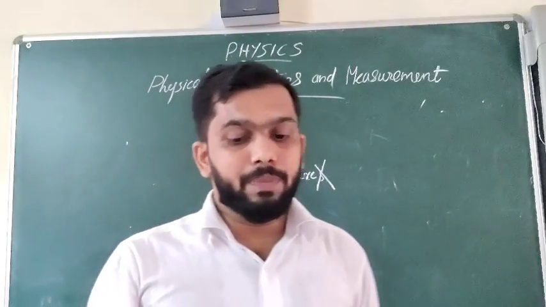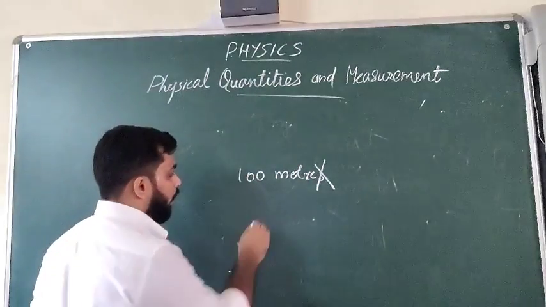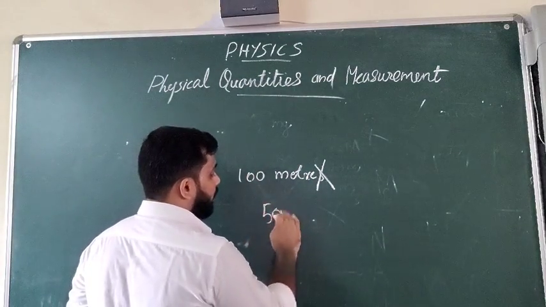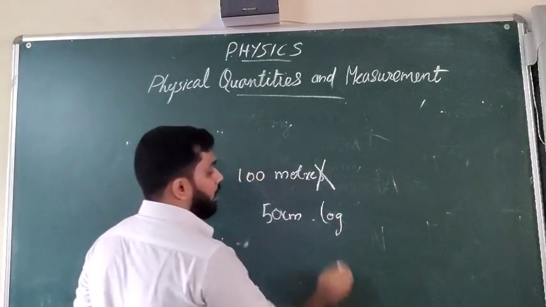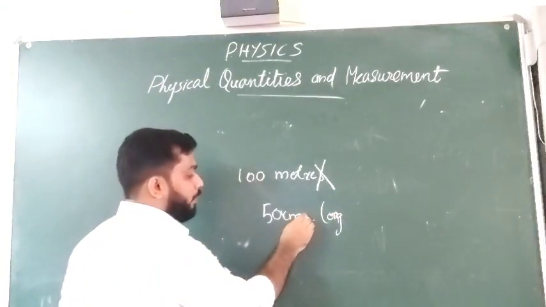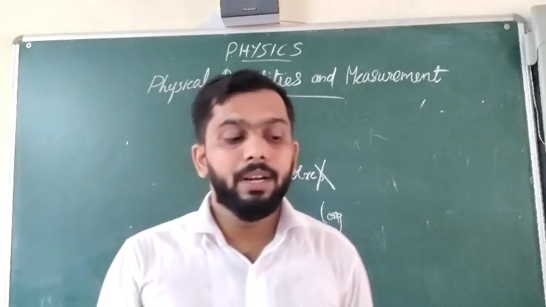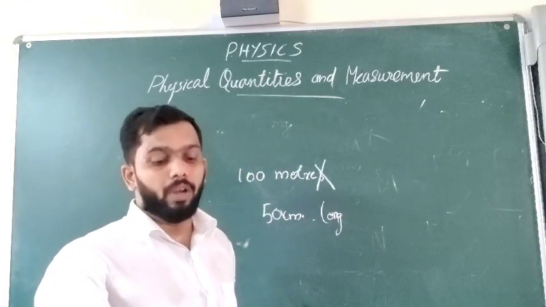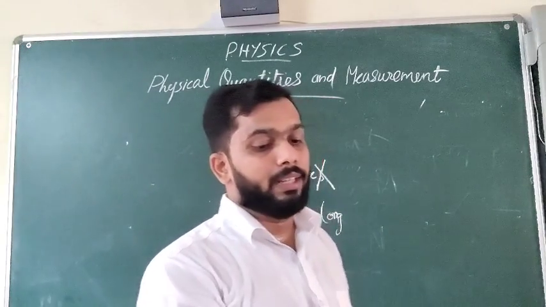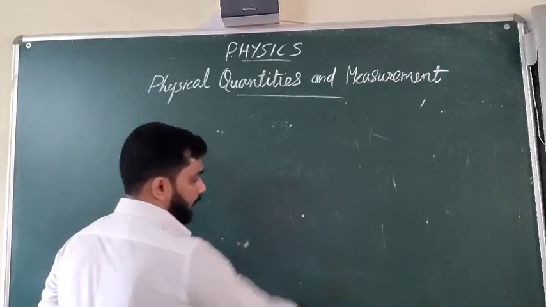Then next one is punctuation. That means when you are writing a sentence like 50 centimeter long wire, you will not use a full stop after the unit. There is no punctuation mark after writing the SI units. Okay, these are the guidelines for writing the SI units correctly.